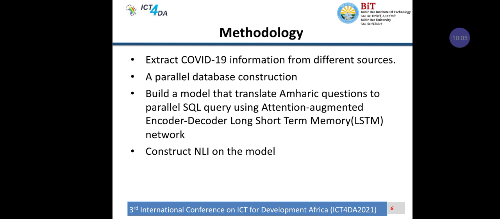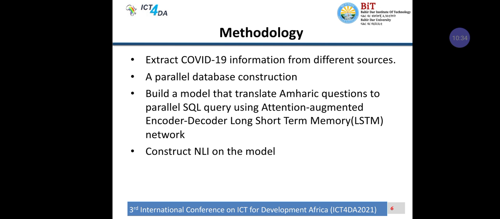Following this, we constructed a database to demonstrate the proposed model, and then we built a model that translates this Amharic COVID-19 question to the corresponding parallel SQL query using an attention augmented encoder-decoder LSTM network.